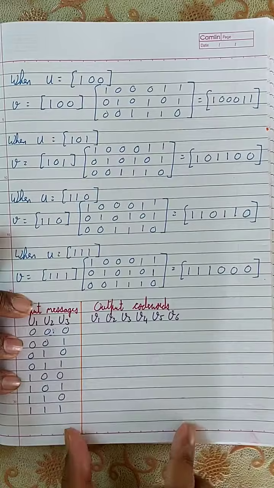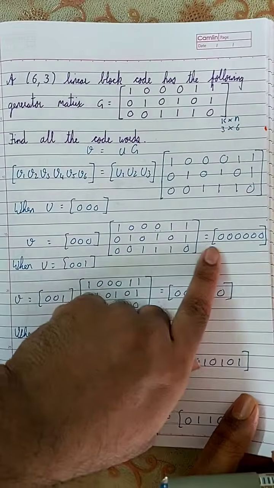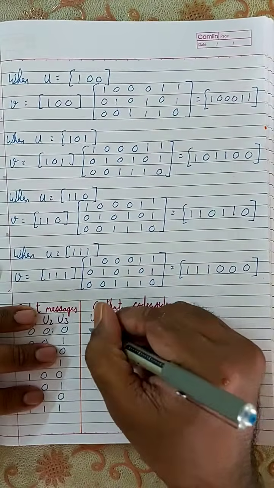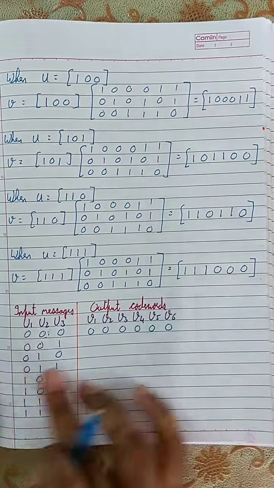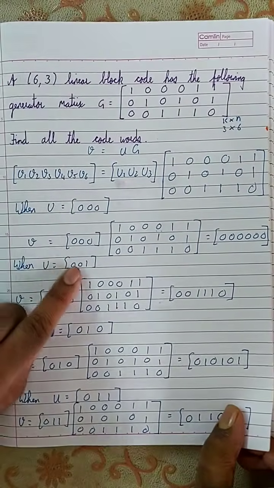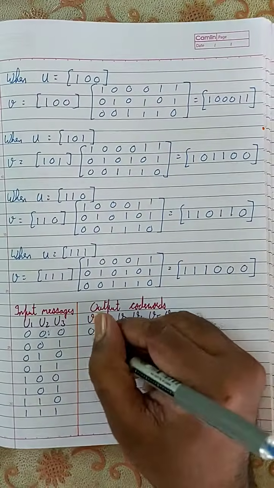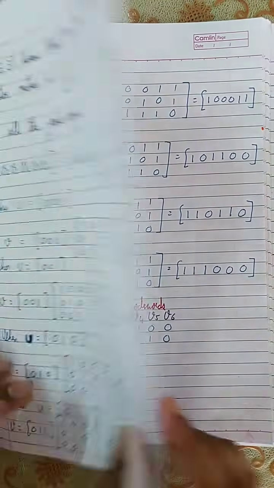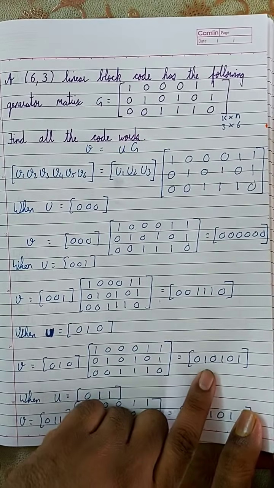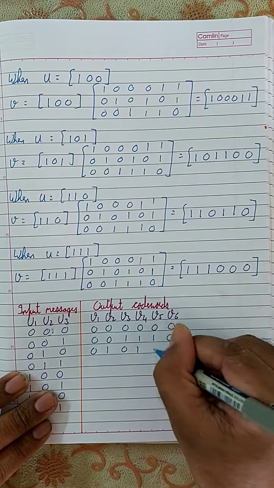Now I'm going to write the corresponding code words. When the input message is 0 0 0, what is the output code word? The output code word is all zeros. Now when the input message is 0 0 1, what is the output code word? It is 0 0 1 1 1 0. And when the input message is 0 1 0, the output code word is 0 1 0 1 0 1.